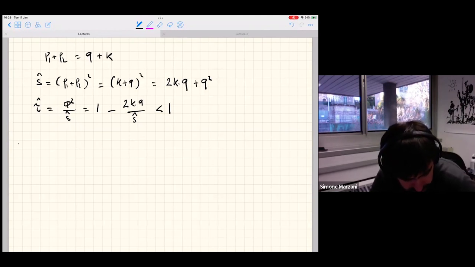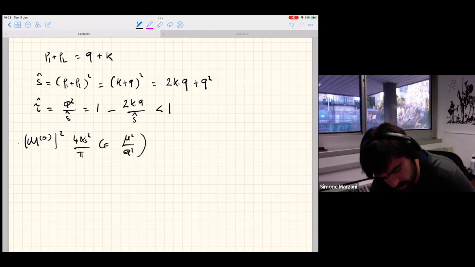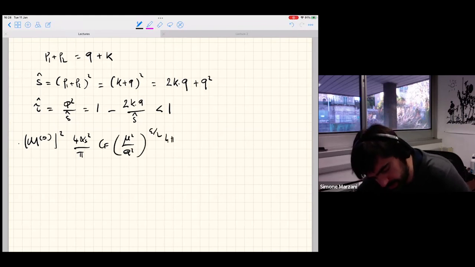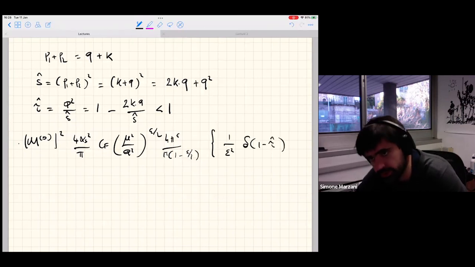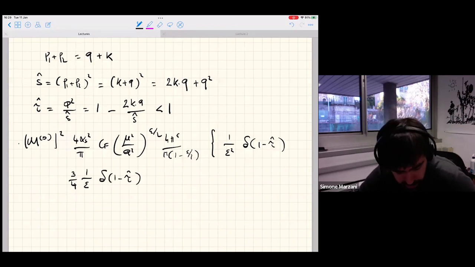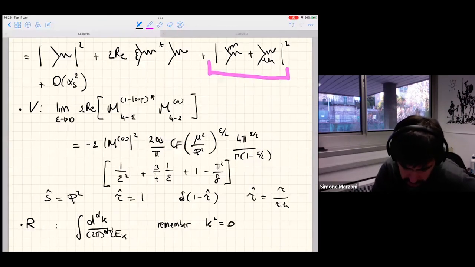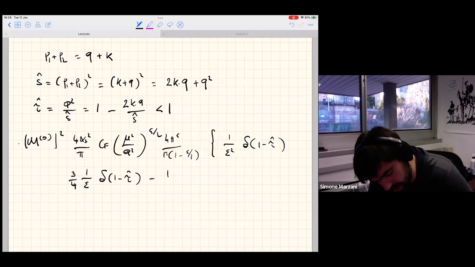So let me write down the result for you of the real emission diagram. Same prefactor as before. And then I have a 1 over epsilon squared with a coefficient which is a delta function, 1 minus tau hat. I have a 3/4, 1 over epsilon, with a coefficient which is again a delta function. And that's very good because it's the same structure as before with the opposite sign. So indeed, the 1 over epsilon squared pole is cancelled, and the 3/4 1 over epsilon pole is indeed cancelled when I add the two. However, here I also have another singularity.